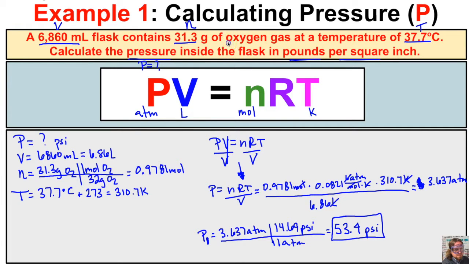Keep in mind also that oxygen gas is diatomic. It's one of those 7 diatomic molecules from the periodic table, so it always exists as O2 when it's not bonded to another atom on the periodic table. So that's where we got O2 and the molar mass of 32 for the number of moles when we calculated the number of moles right here. Let's take a look at another example.